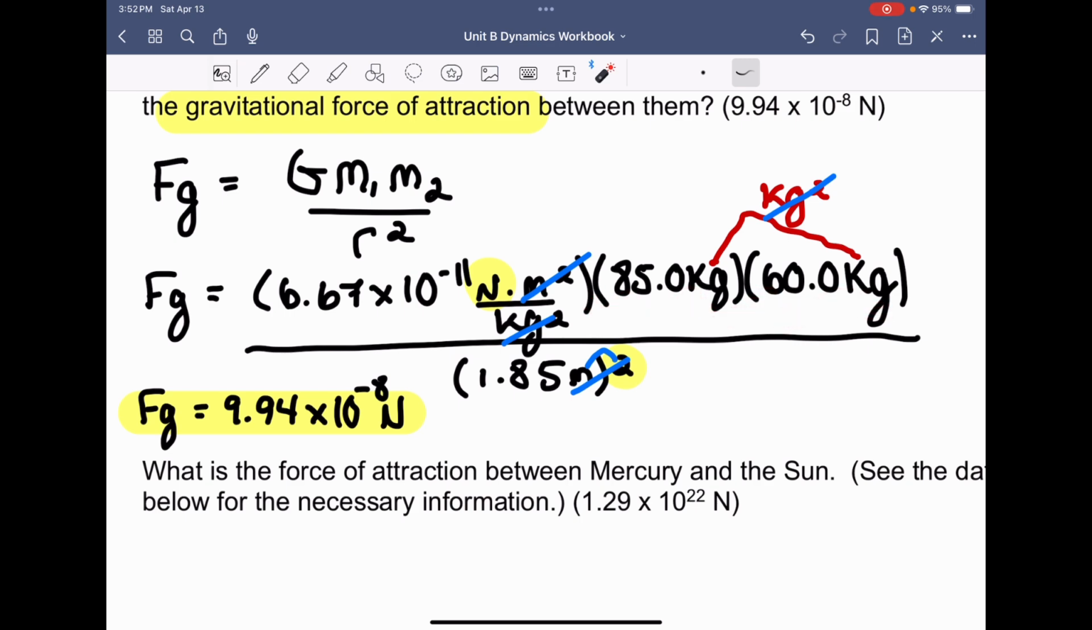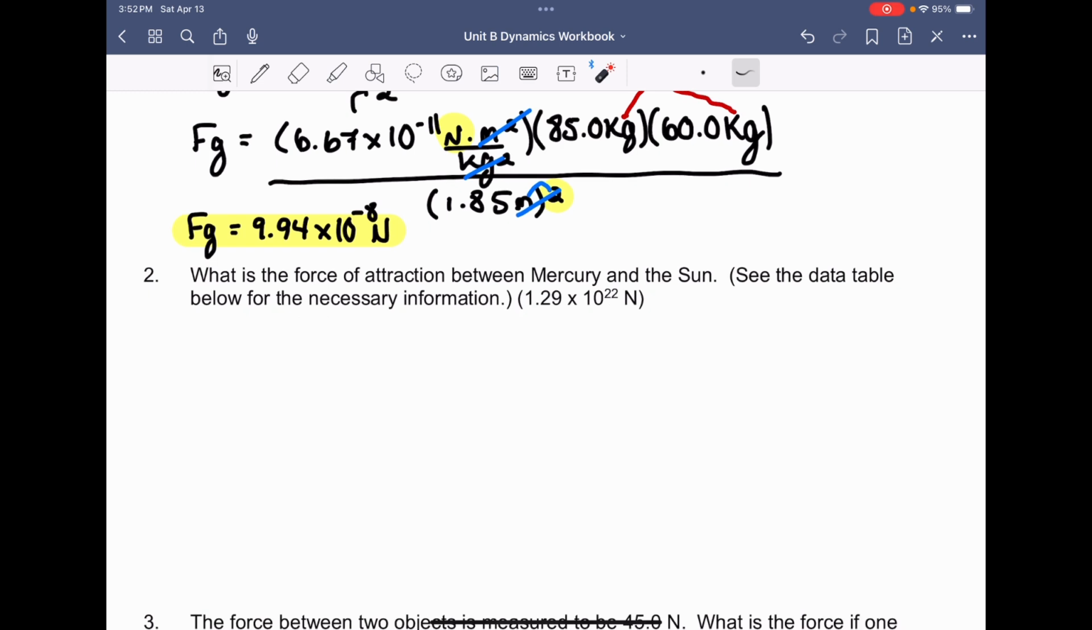All right, let's try another example here. What is the force of attraction?